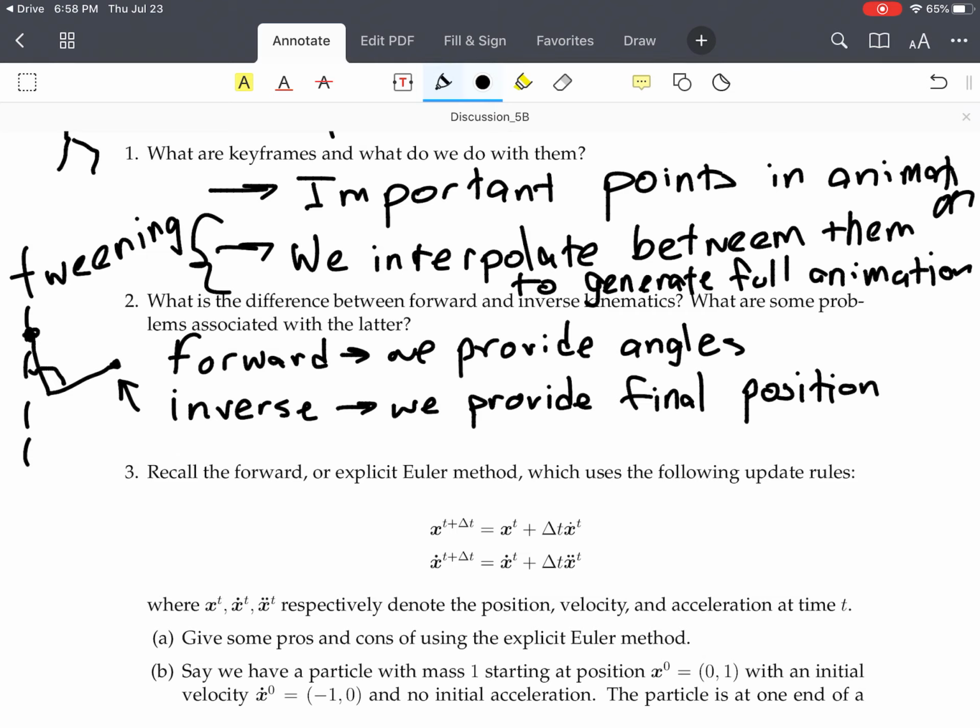Okay, and in both cases, what we don't provide, the computer calculates for us. So in the forward, computer calculates the final position, and in inverse, computer calculates the angles. Okay, so now let's talk about some of the problems, right? What are some of the problems associated with inverse kinematics? And there's a few key ones.